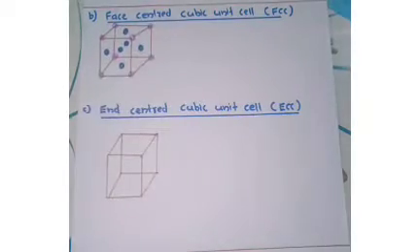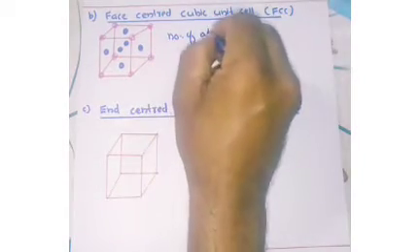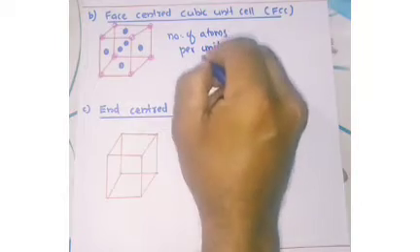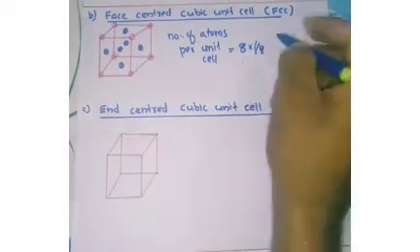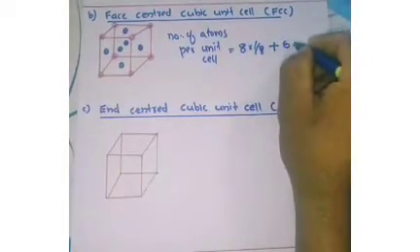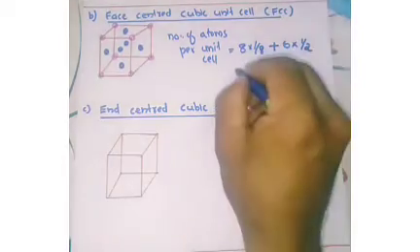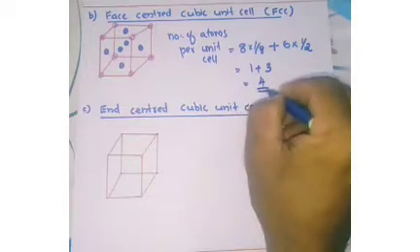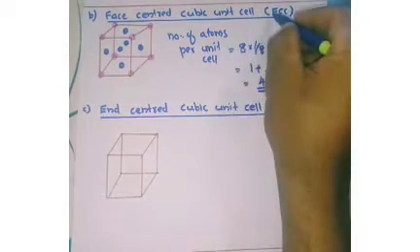Clear? So the number of atoms per unit cell is equal to 8 corners into 1/8 part of an atom plus how many faces? 6 faces. The contribution of atoms at each face is equal to 1/2. So 1 plus 3, how much? 4. The number of atoms per unit cell is equal to 4 in FCC.